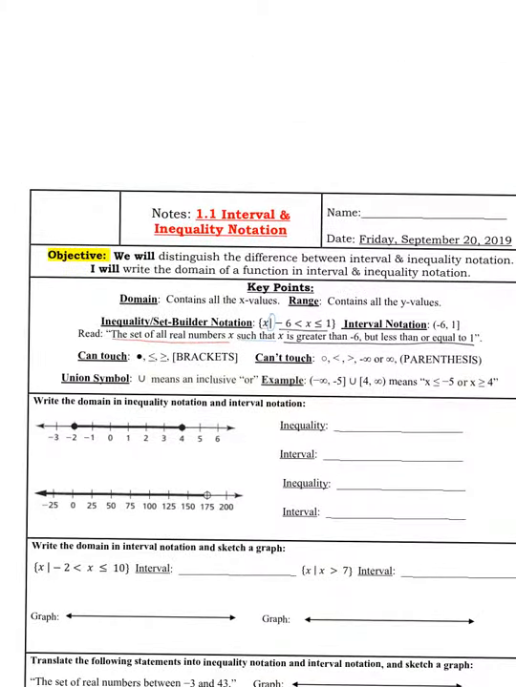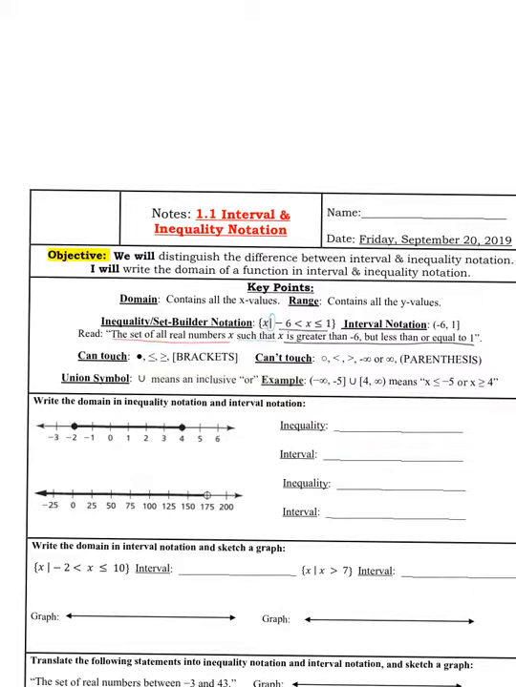And then the last thing to cover is your union symbol. Your union symbol is just this U, and it means an inclusive OR, meaning you can include the OR. This says that x is less than or equal to -5, or x is greater than 4, and so it means it's either or. Like, if one is true, then the whole thing is true.